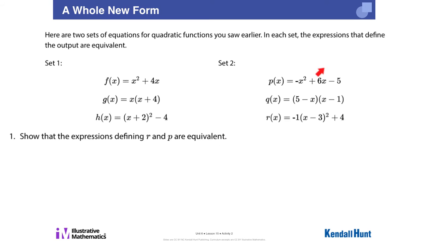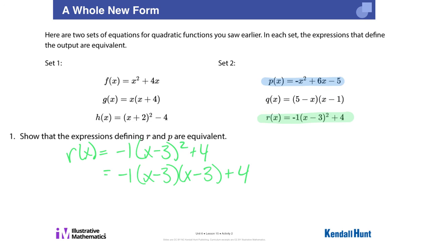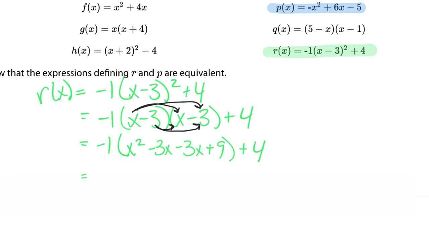Now we're going to look at set 2, which also has equivalent quadratics with it. And we are going to show that r and p are equivalent. So we're going to start with r, and we are going to expand it out and finish our multiplication and simplify to get function p. So up to this point, we've just expanded x minus 3 times x minus 3. We use our distributive property over and over again, or you could use a diagram to get this.